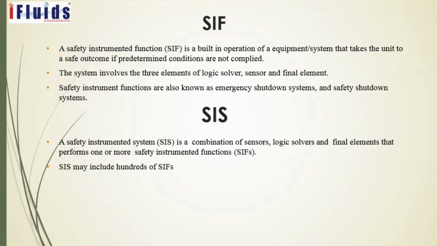Safety instrumented functions are also known as emergency shutdown systems and safety shutdown systems. So we'll go through all this in the future slides. SIS, a safety instrumented system, is a combination of sensors, logic solvers and the final element that performs 1 or more safety functions. So 2 or 3, or there is no limitation for the number. A combination of SIFs, safety instrumented functions, is called an SIS, safety instrumented system.